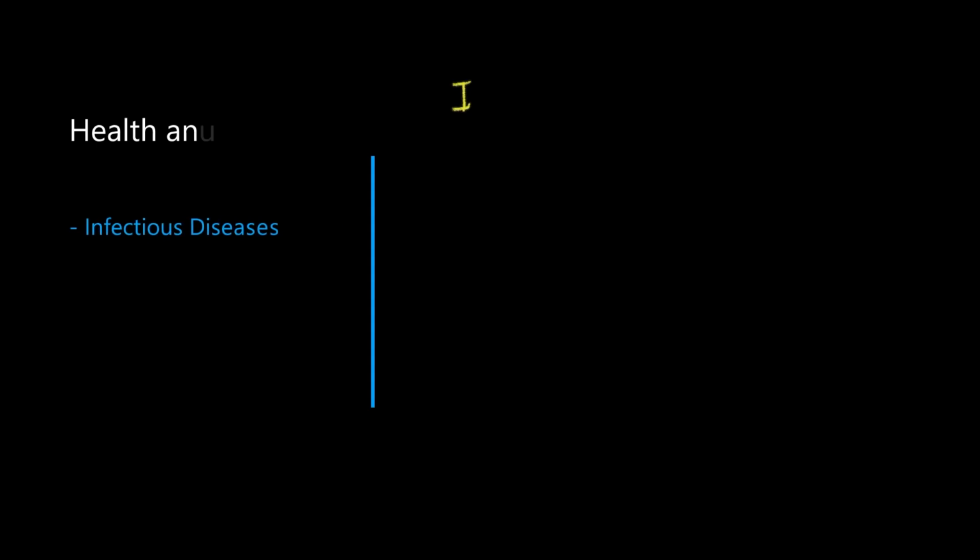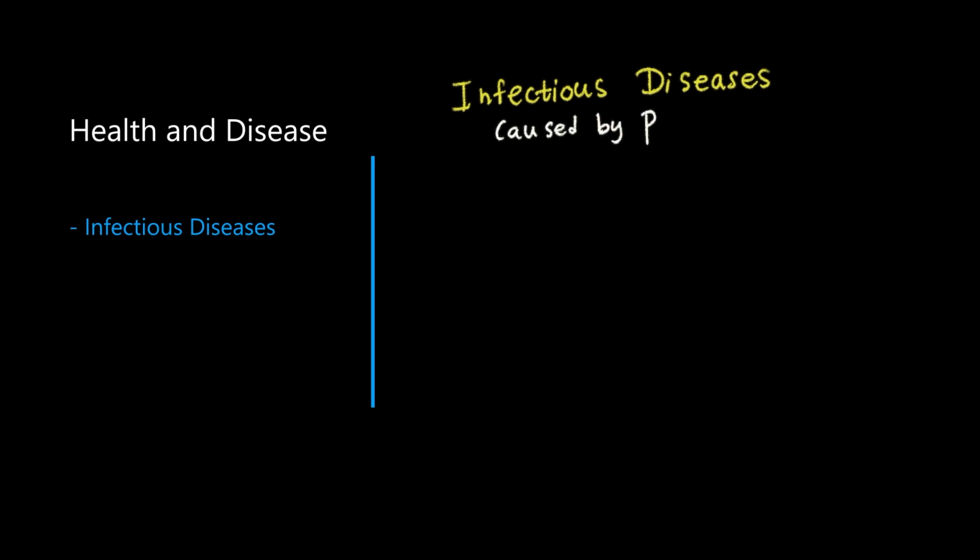Now let's discuss health and disease. Diseases can be broadly categorized as infectious or chronic. Infectious diseases are caused by germs or pathogens and can often be transmitted from one person to another. It's crucial to know the four main types of germs.